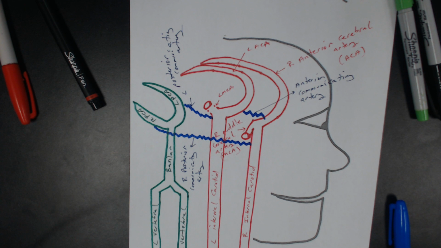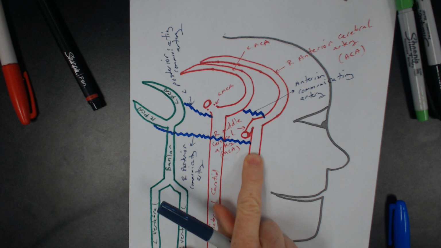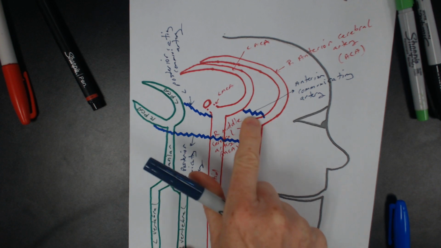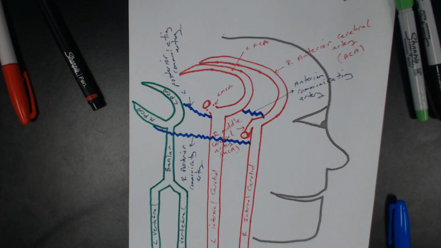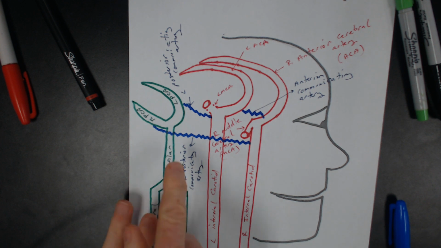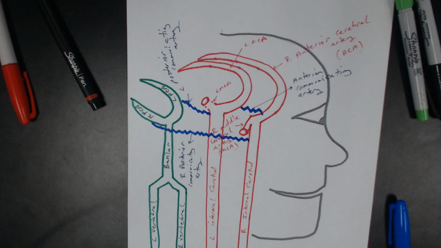But I need to see if you have any questions about this. Can you see how the posterior communicating arteries connect the posterior circulatory system with the anterior circulatory system, and the anterior communicating artery connects left and right halves of the anterior circulatory system? That helps to make a big circle. So essentially the circle of Willis is the connection, or this big circle between everything. Questions?